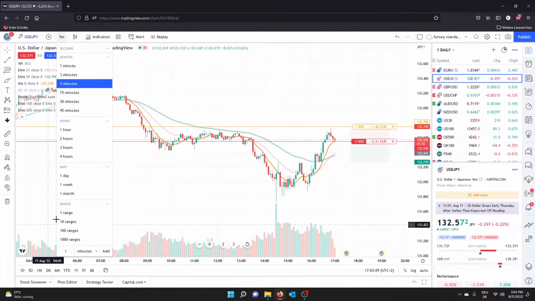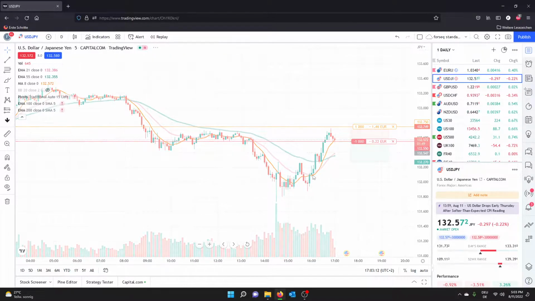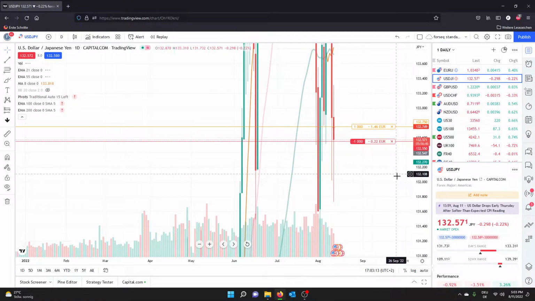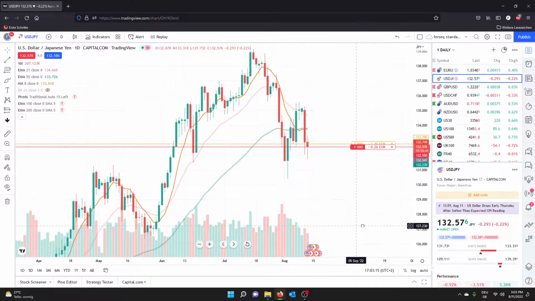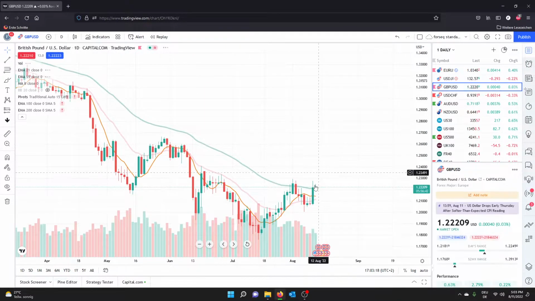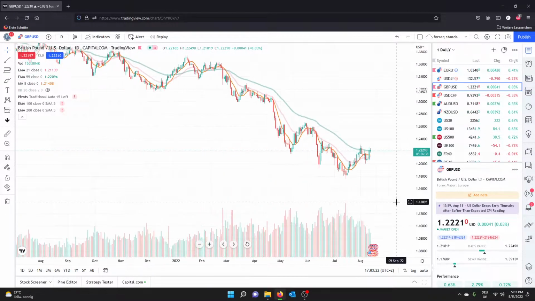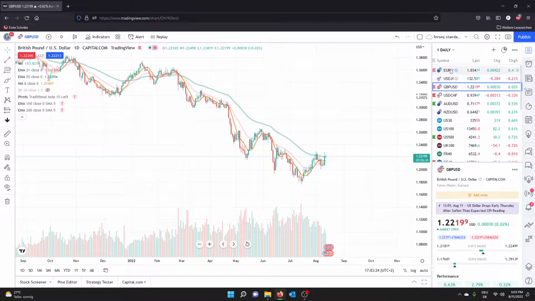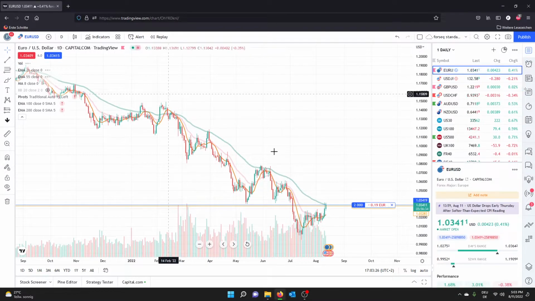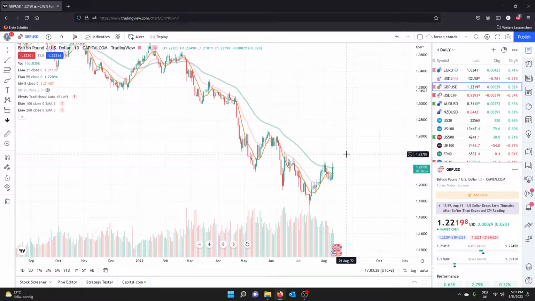We will go back on the day and we will look at our watch list again. Pound, US dollar, same thing as with Euro US dollar. We have a pretty strong downtrend.